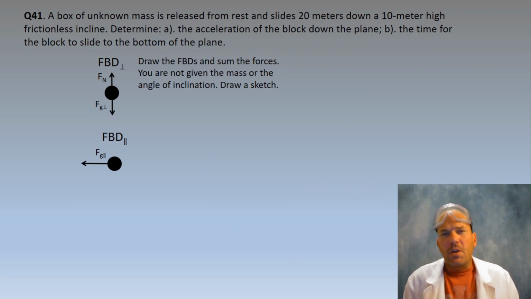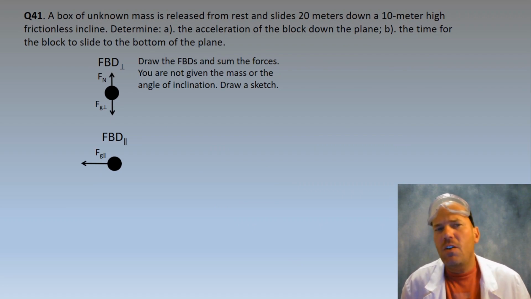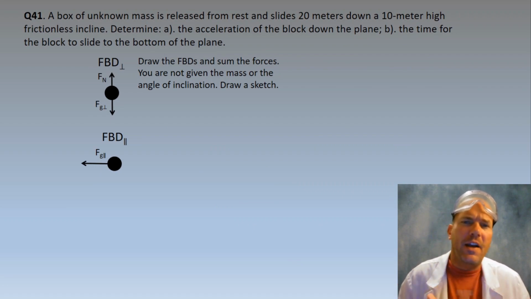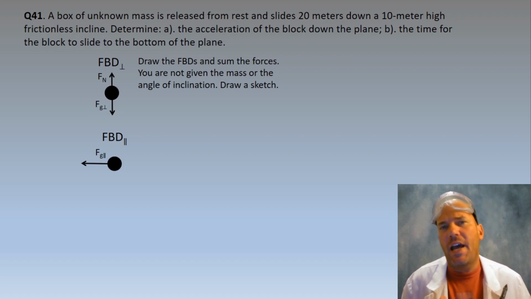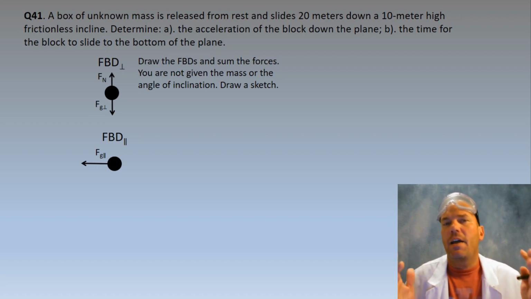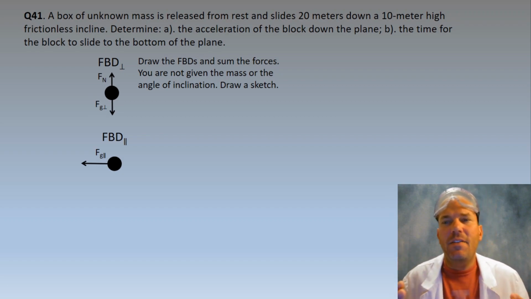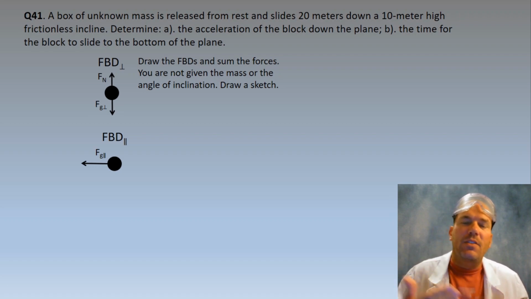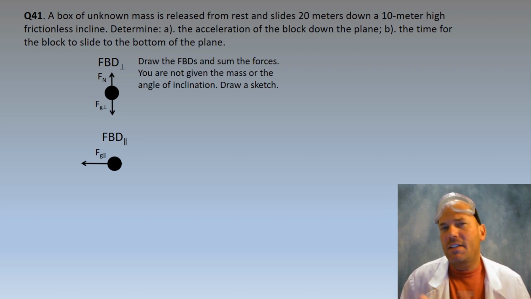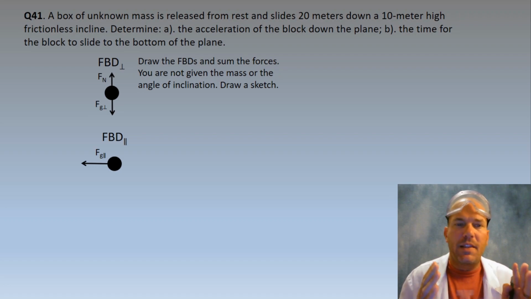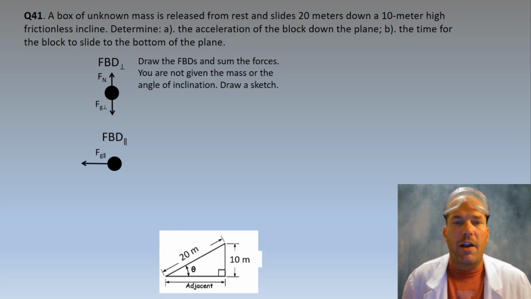In question 41, a box of unknown mass is released from rest and slides 20 meters down a 10-meter high frictionless incline. You are asked to determine the acceleration of the block down the incline and the amount of time it takes for the block to slide to the bottom of the incline. We'll start off with our free body diagrams, both in the perpendicular and parallel direction.